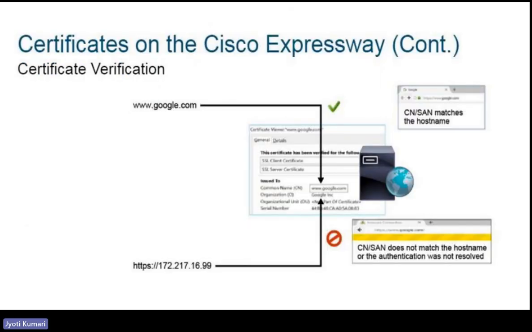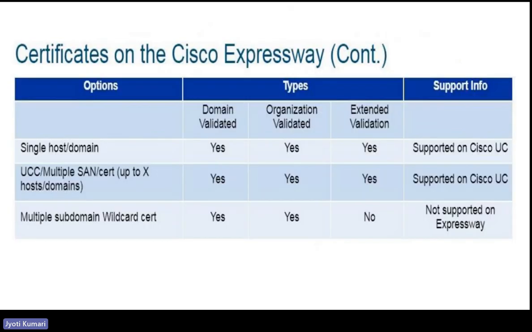So certificate verification is done by the CA. Then for certificates on Expressway, we can have certificate options like single host or domain. We can have multiple hosts or domains, up to any number depending on the certificate type. Or we can have a multiple-subdomain wildcard certificate. This one is not supported on Expressway. So these are the two options for us, which perform domain validation, organization validation, and extended validation.